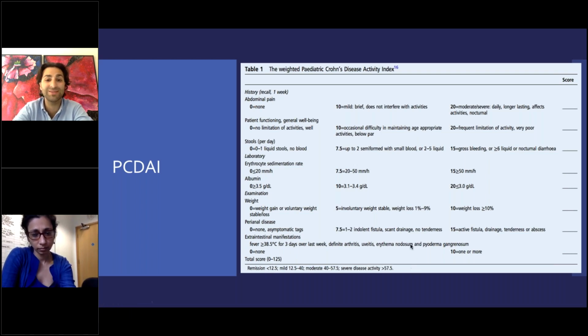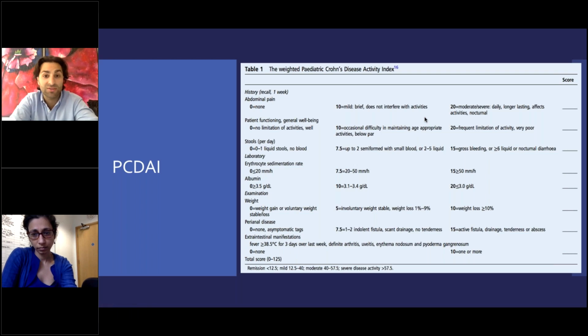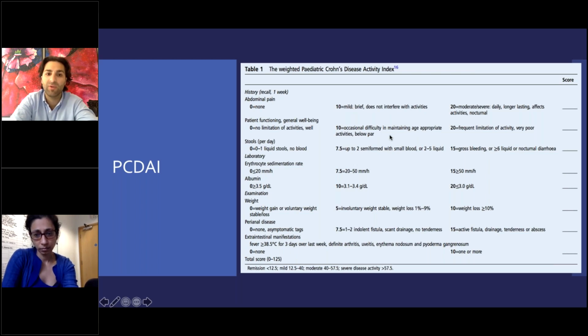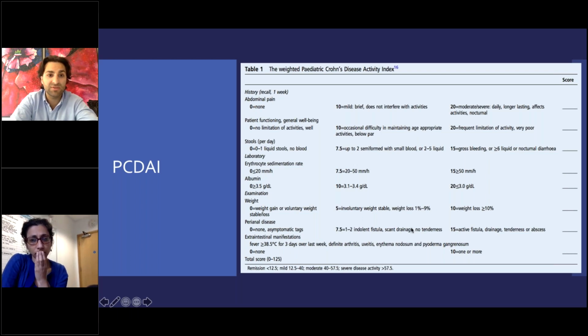We don't have to talk through this in detail, but it's something to be aware of, because I think the great thing about scoring systems is they remind you what you need to ask in your history and what kind of bloods and stuff you need to do. So abdominal pain, how badly it affects their life, how well they're functioning, how many stools they have, what their bloods are like in terms of their ESR and their albumin, what their examination is like, if they've lost weight, if they have fistulae, and if they've got fevers. So this girl would have scored quite highly because she has a great number of these parameters in the higher scoring ranges.